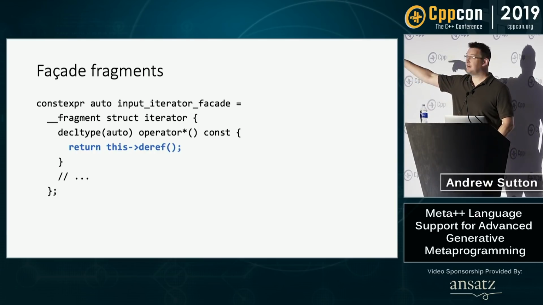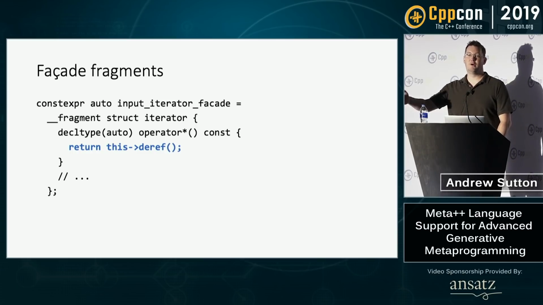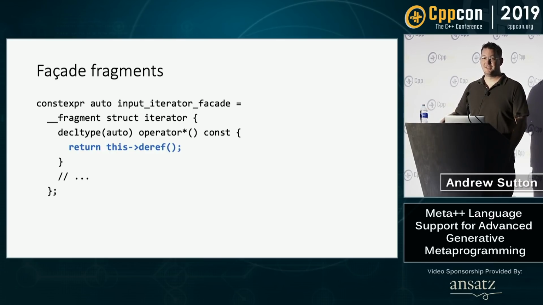So when we write this arrow deref, we're basically delaying the lookup of deref until the point that we inject it. This is basically two-phase lookup for templates. If this were a template and it had a dependent base, that's how you get deferred lookup for your base class in templates, right? Same principle. So when we go to inject this, we instantiate this definition, then we do the delayed lookup, and we'll find, hopefully, a dereferencing function that will actually make the function work.